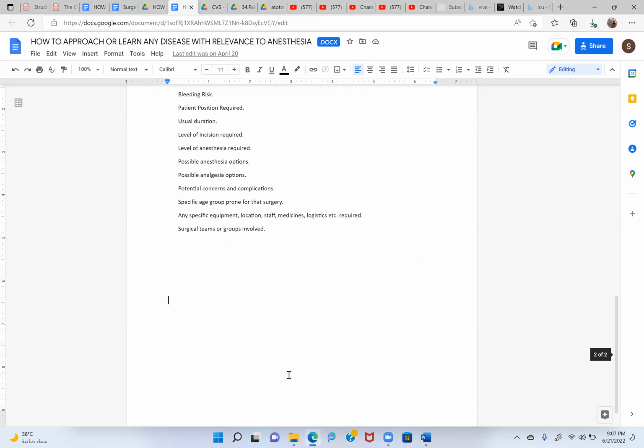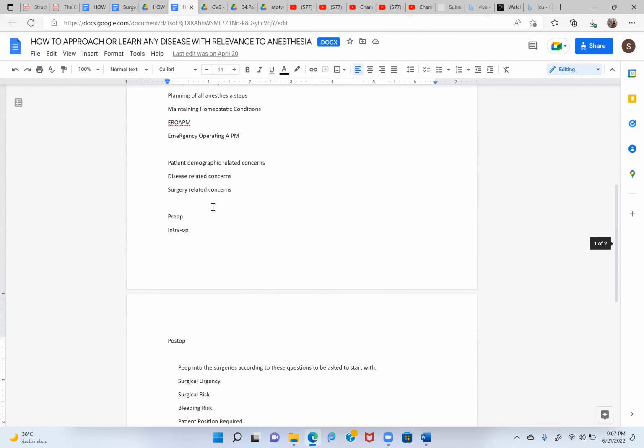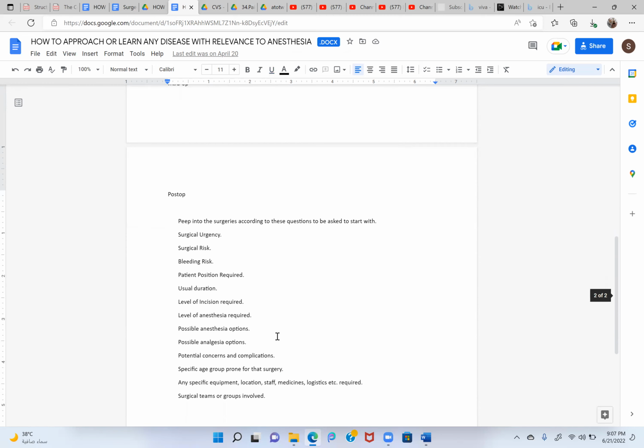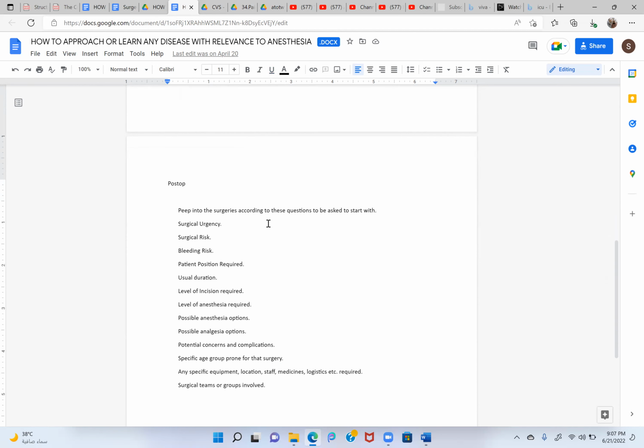So the next step is this one: pre-operative, intraoperative, post-operative, and that's what I told you. Peep into the different surgeries: surgical urgency, surgical risk, bleeding risk, patient position required, usual duration, level of incision required, level of anesthesia required. For example, if the surgeon is doing nerve monitoring or evoked potentials, you will be taking care of it.